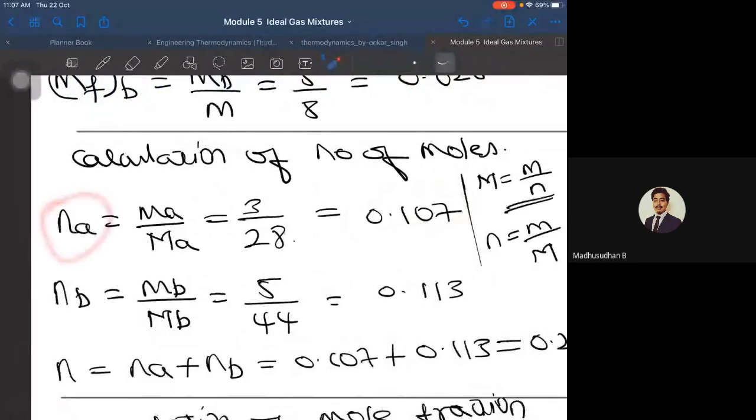Similarly, calculate n of B, which is m B divided by capital M B. Small m B is the mass of B, which is 5. Capital M B is the molecular weight of B, which is carbon dioxide, 44. Then you'll get n of B. How will you calculate n of the mixture? n A plus n B. Add these two, you will get this value, which is 0.22. Any doubts in calculating number of moles?